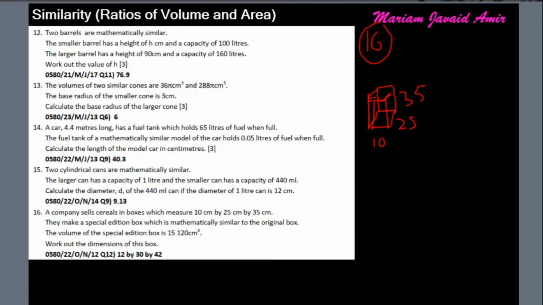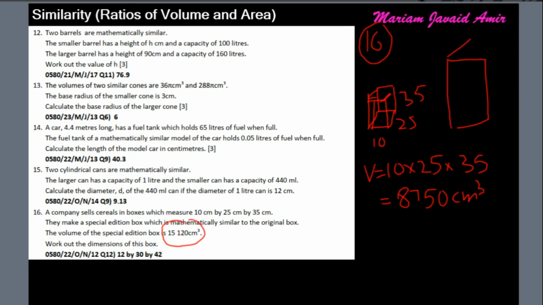They make a special edition box which is mathematically similar to this original box. So let's find the volume of the original box first. Volume is 10 by 25 by 35. 250 times 35 is 8750 centimeter cube, and the volume of the other box is 15120. So we have another similar box whose volume is given as 15120, and we need the dimensions of this new box.